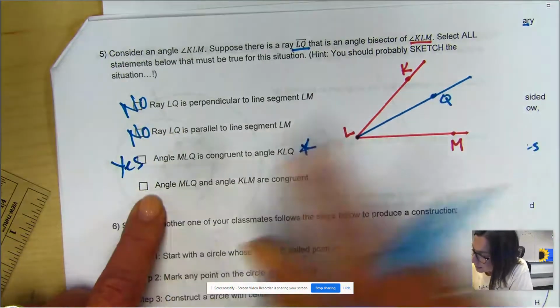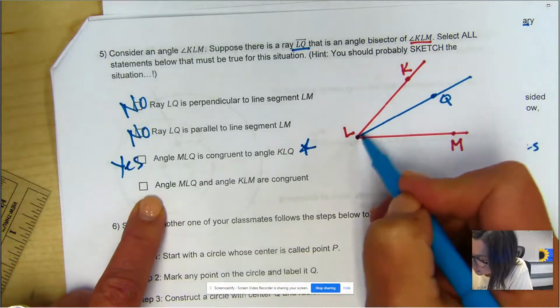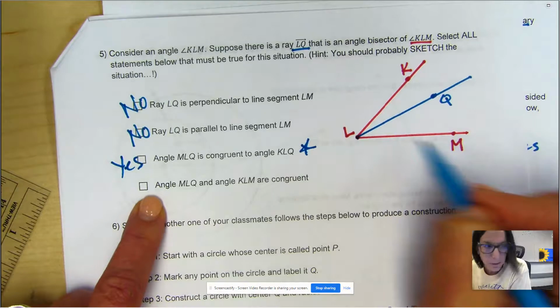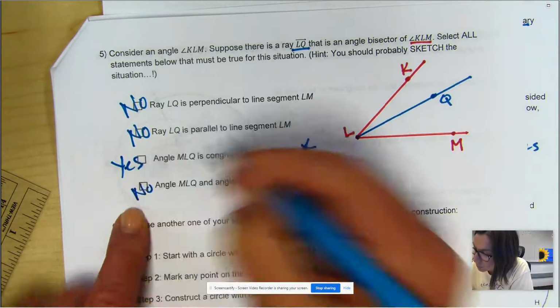And is angle MLQ and KLM congruent? No, KLM is talking about the big one. And if this was a bisector, this would be half. So this is no. So it's only this one.